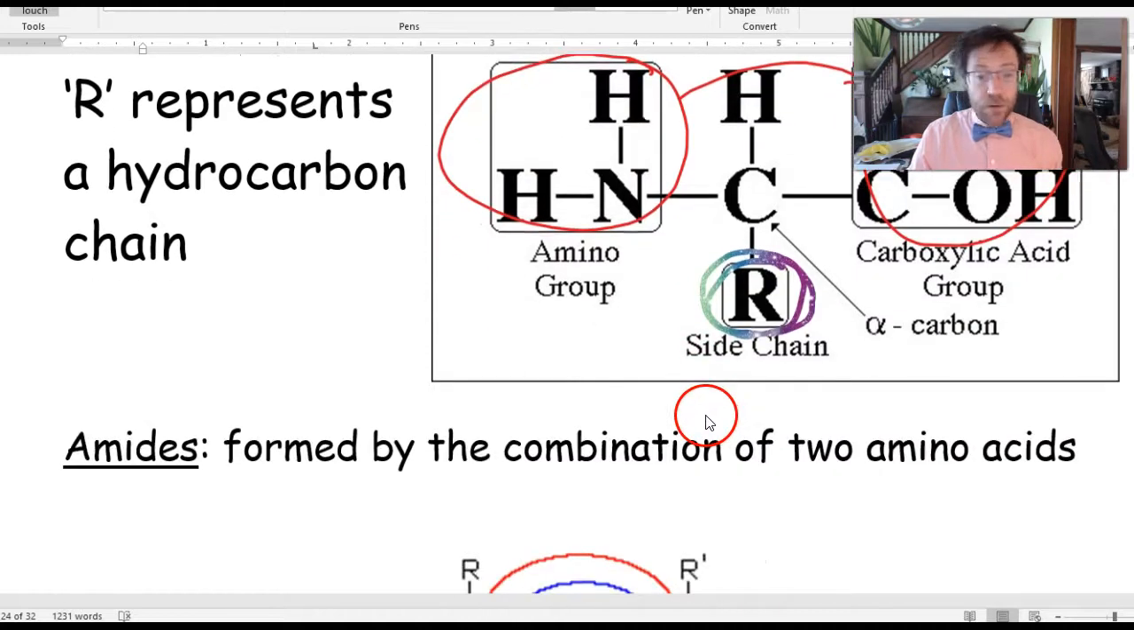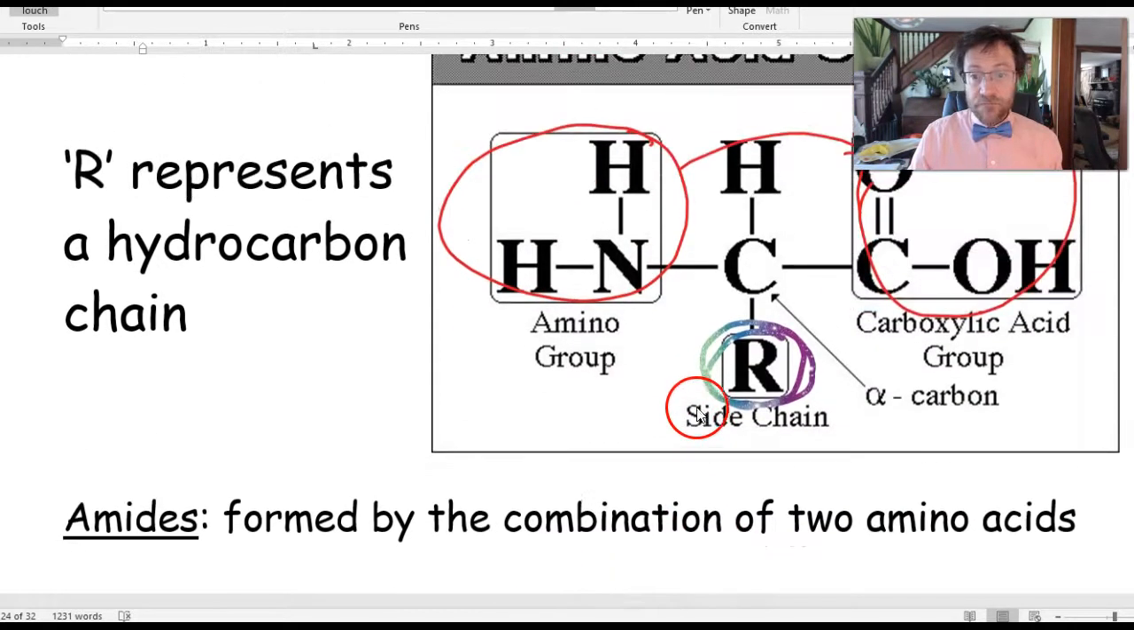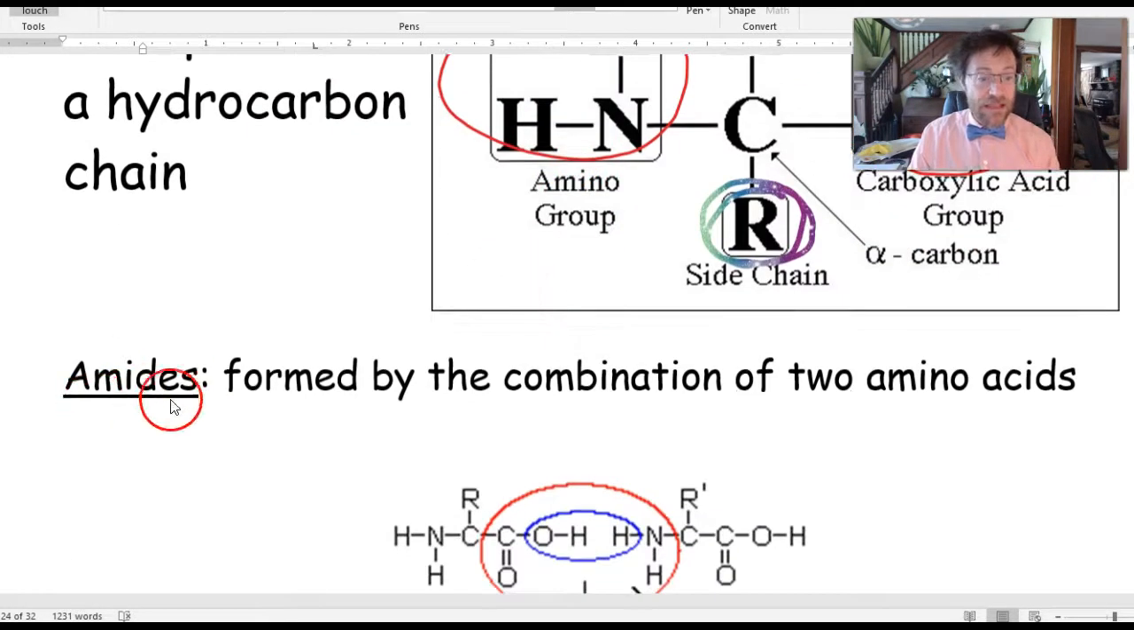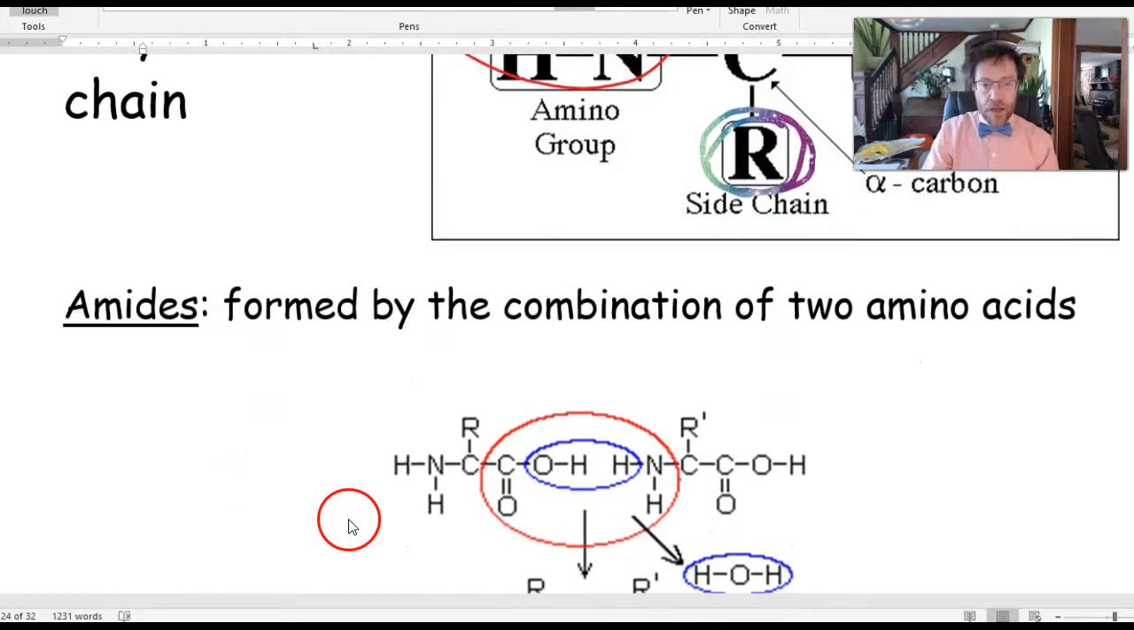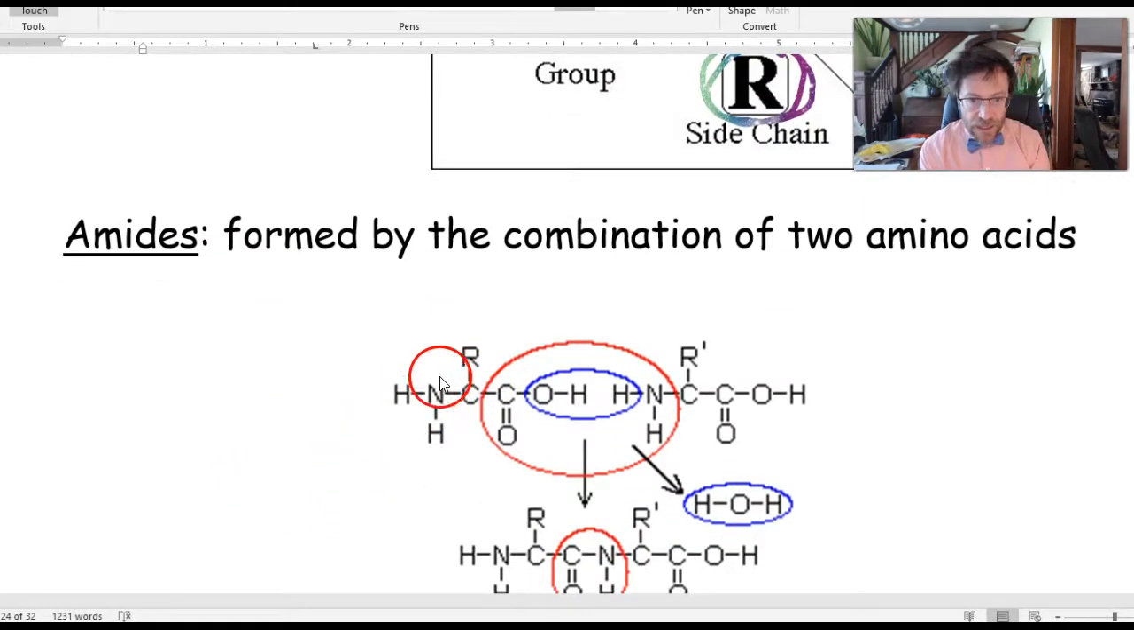So what you need to be able to do is recognize it. Recognize that it's an amine and then an acid. And when they link together, they make this thing called an amide. And here's how it happens. I want you to lock in here. You see how this is your amine, right? And then right here, that is your acid, right? So this is our amino acid, and here is our other amino acid.